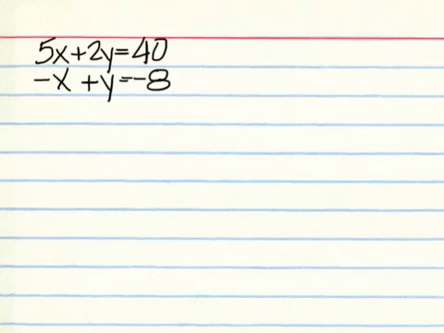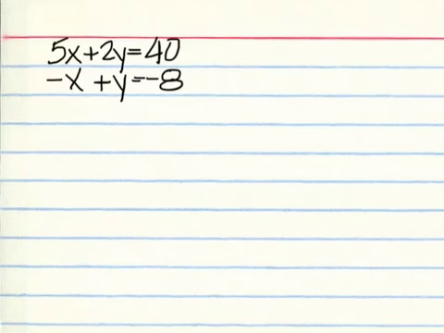Practice. 5x plus 2y equals 40 and -x plus y equals -8. Solve the system of equations. The solution for the practice problem.